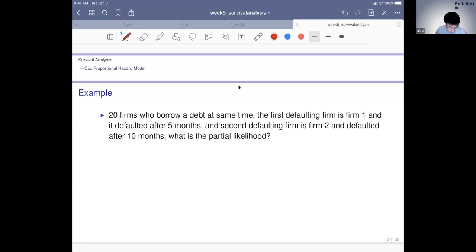Okay, so in the example here, we have 20 firms who borrow a debt at the same time. The first firm, firm one, defaults after 5 months. The second firm, firm two, defaults after 10 months.